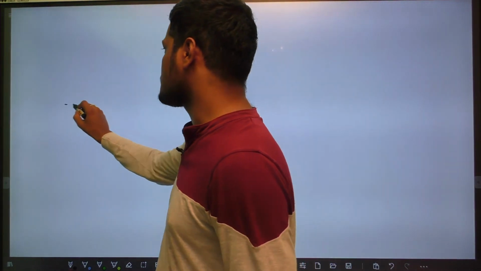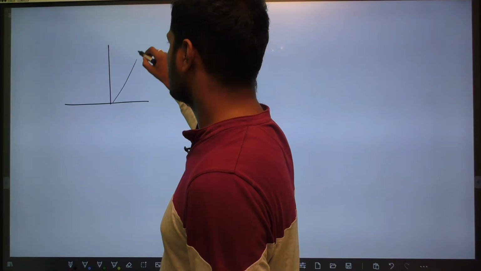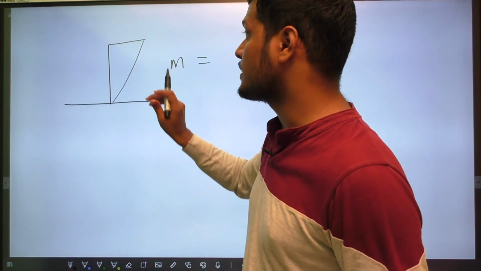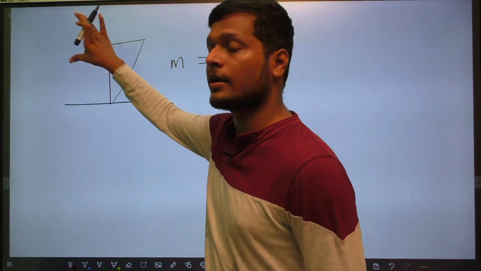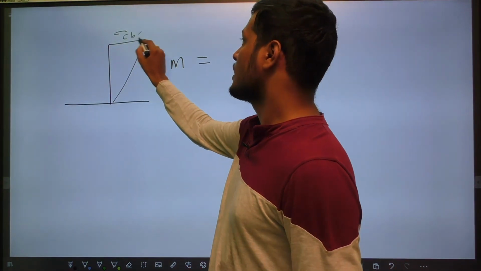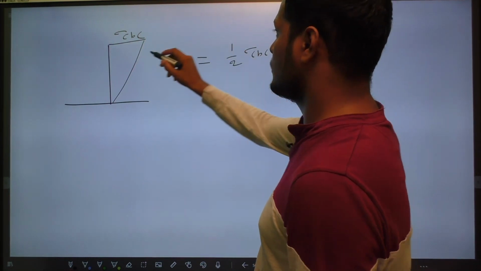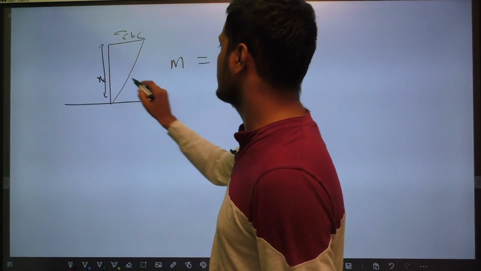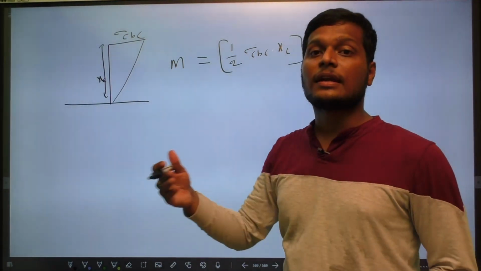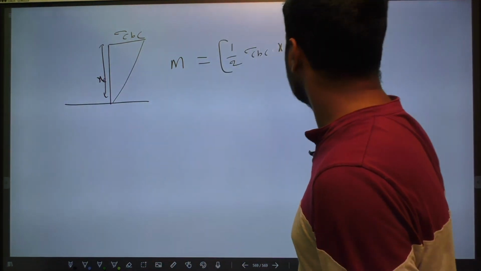The total force, what is the total force present in the concrete? The total force present in the concrete is nothing but the area of the stress diagram into the breadth. So what is the area of the stress diagram? If this is sigma CBC, half of sigma CBC into XC, into what is the lever arm? J into, or we can simply write, J into D.